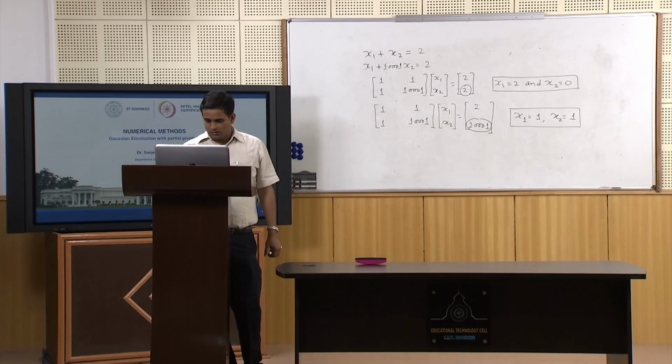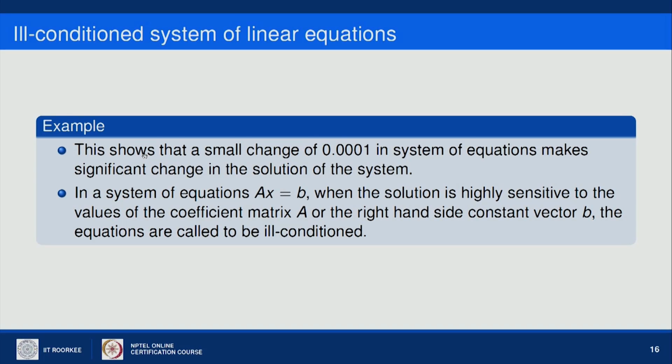This particular example shows that a small change of 0.001 in the system of equations makes a significant change in the solution of the system. So, in a system of equations Ax equals b, when the solution is highly sensitive to the values of the coefficient matrix A or the right hand side vector b, the equations are said to be ill-conditioned.